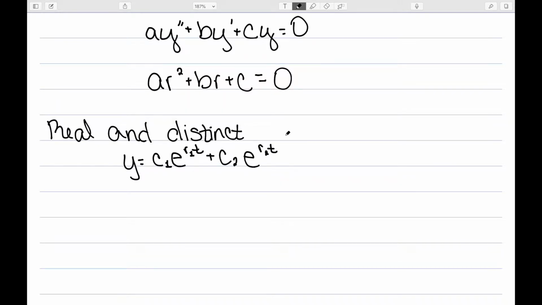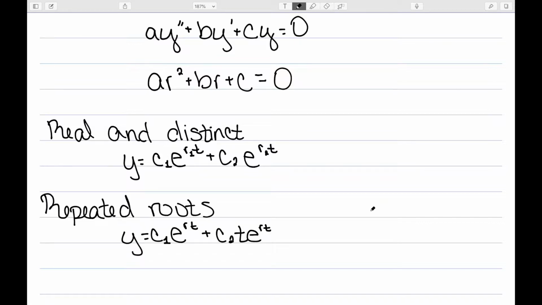We stated that if the roots of this, the solutions, were real and distinct, then our solution was of the form c1 e to the r1t plus c2 e to the r2t. And if we had repeated roots, it was of the form y equal to c1 e to the rt plus c2 t e to the rt. So now let's look at what happens when we have complex roots.